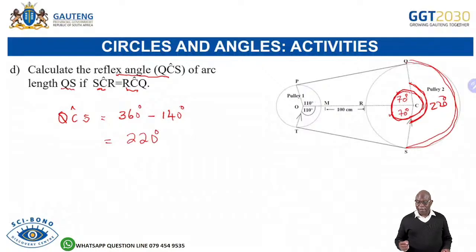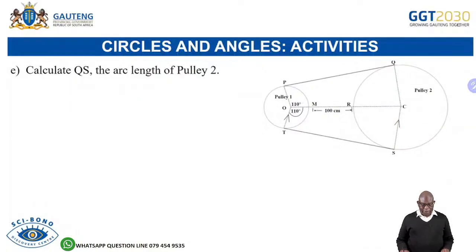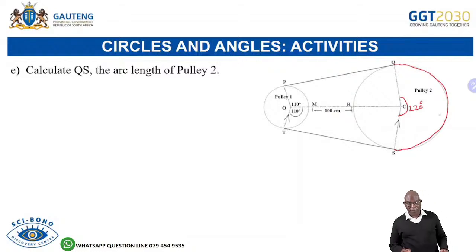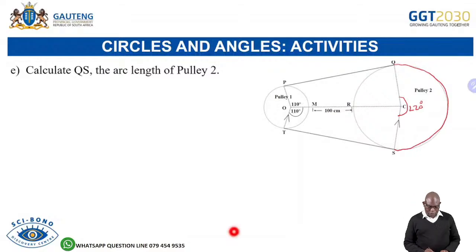All right. Now, calculate QS. We already know that this one is 220 degrees. Now we need QS, the arc length of QS. You'll see what this question is going to. What is the arc length of QS? So I use the formula S equals r theta. The theta will be in radians.